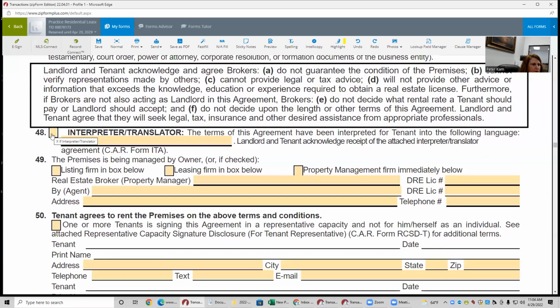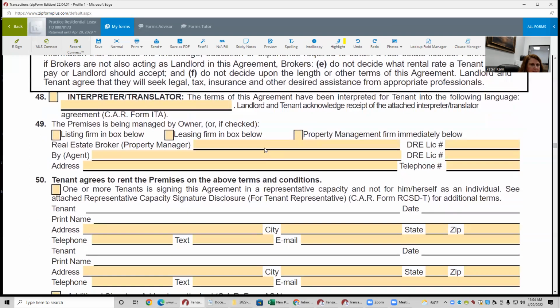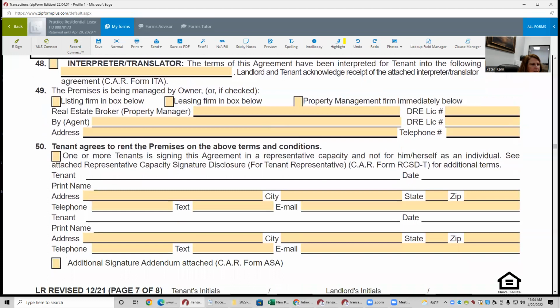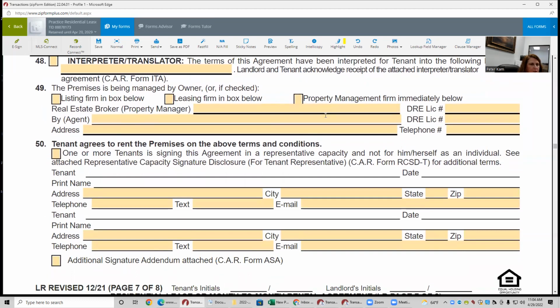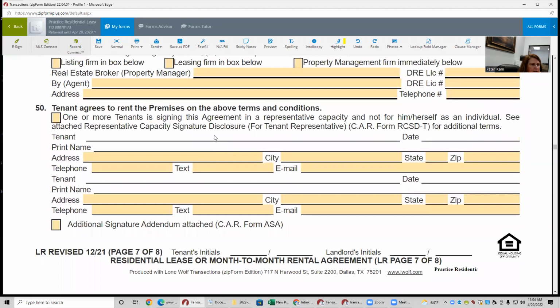If there was an interpreter, you need to check this box and indicate a language. The premises is being managed by the owner. You usually leave it there. Real estate broker, property manager. If you've checked this box, you're going to need to fill all this out. But I usually would leave it to the owner unless the owner directs you differently.